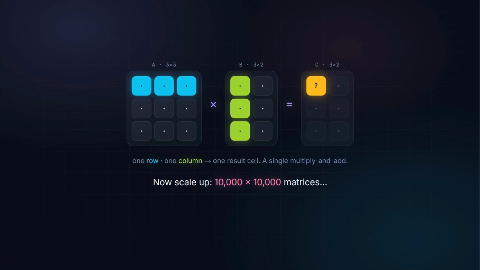Now scale that up. In a real model, these grids are 10,000 by 10,000, and you do thousands of these multiplications for every single token. That's where the time goes.